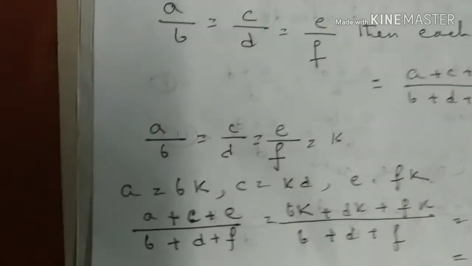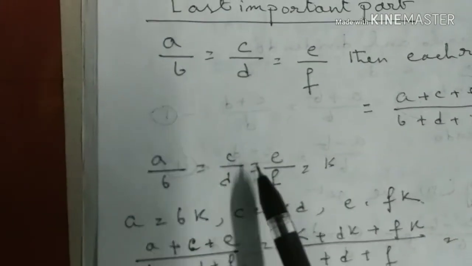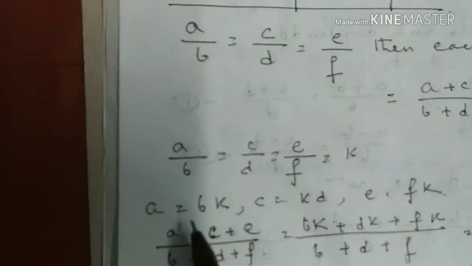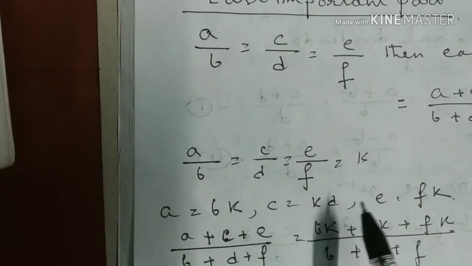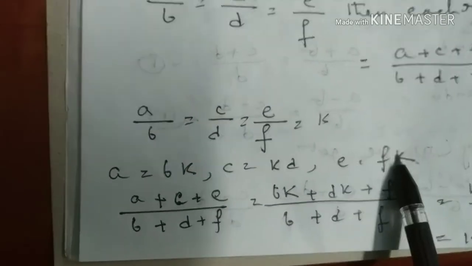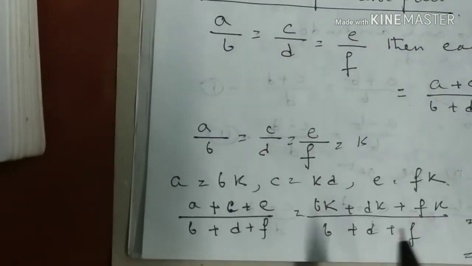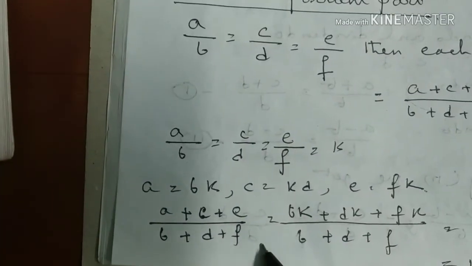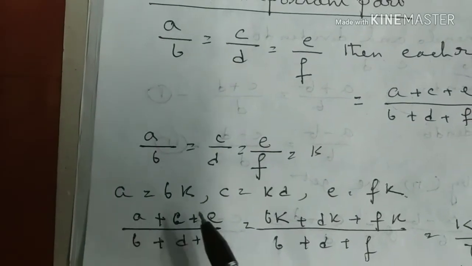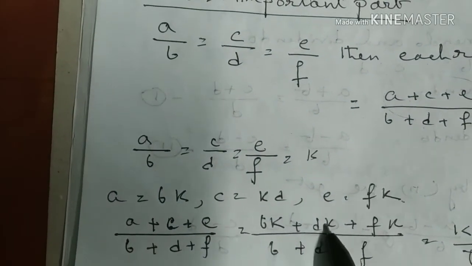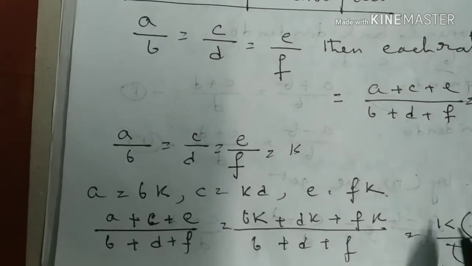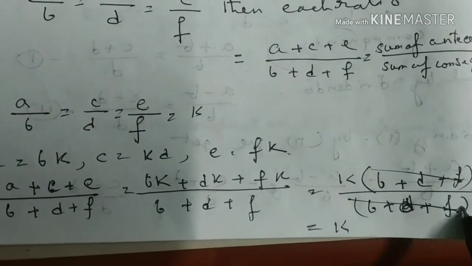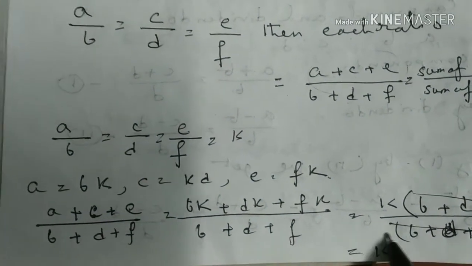How is it happening? The proof: a by b is equal to c by d is equal to e by f is equal to k. So we can write a is equal to bk, c is equal to dk, and e is equal to fk. Now if we add them, we get a plus c plus e divided by b plus d plus f. We substitute the values of a, c and e by bk, dk and fk, take k common, b plus d plus f gets cancelled with the denominator, that is b plus d plus f, and what is left is k.